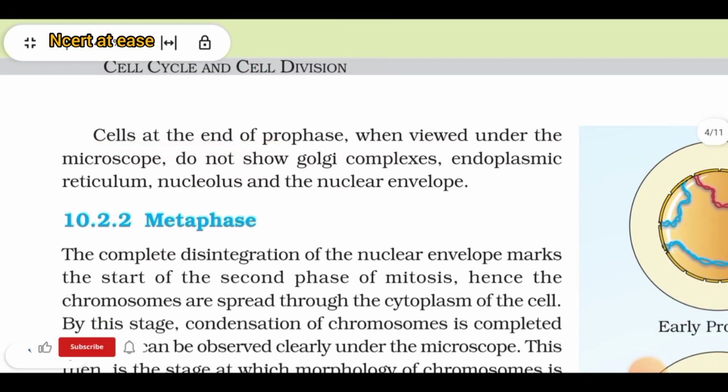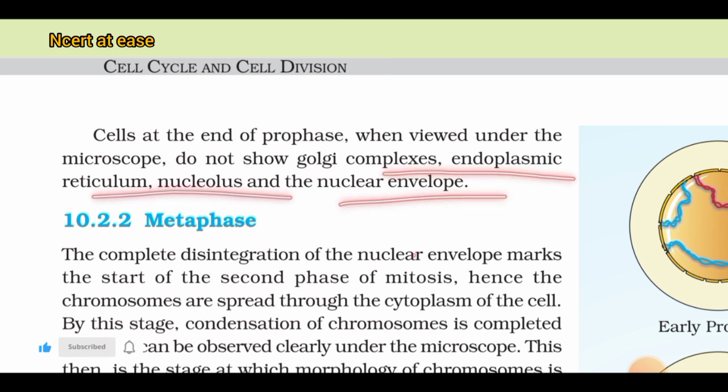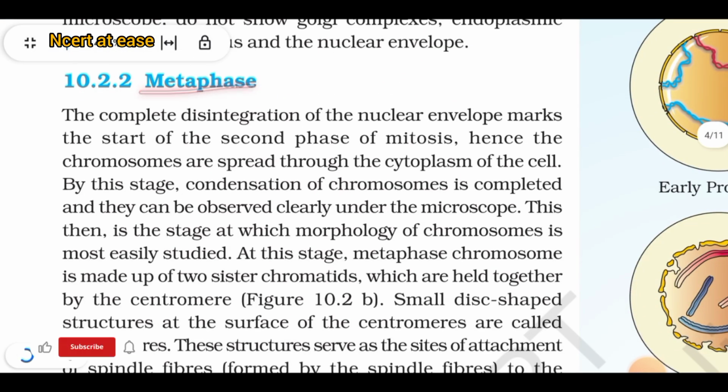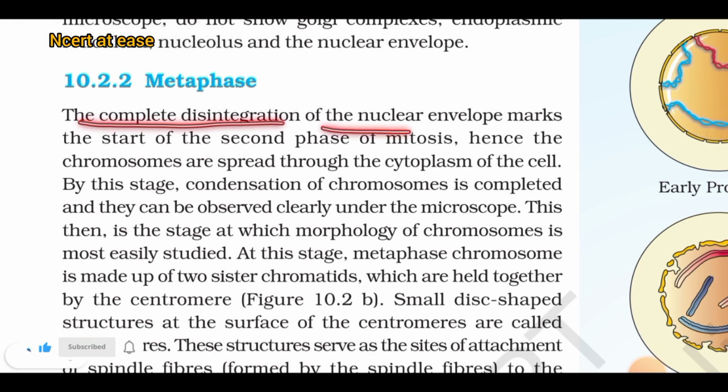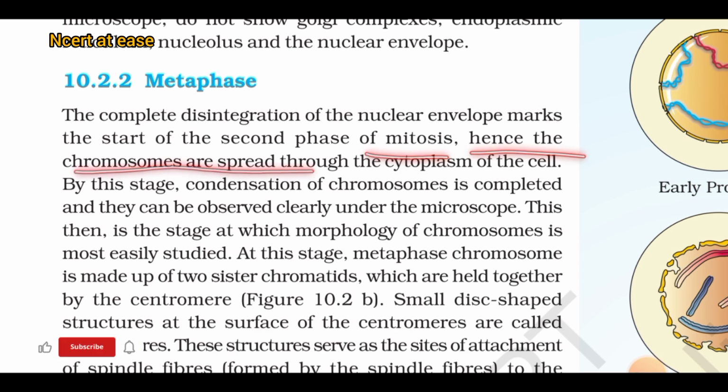Cells at the end of prophase, when viewed under the microscope, do not show Golgi complexes, endoplasmic reticulum, nucleoli, and the nuclear envelope. Metaphase. The complete disintegration of the nuclear envelope marks the start of the second phase of mitosis. Hence, the chromosomes are spread through the cytoplasm of the cell. By this stage, condensation of chromosomes is completed and they can be observed clearly under the microscope. This then is the stage at which morphology of chromosomes is most easily studied.